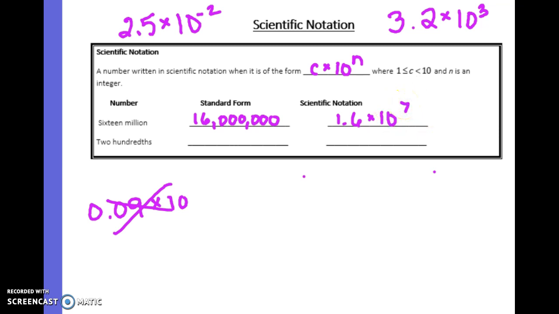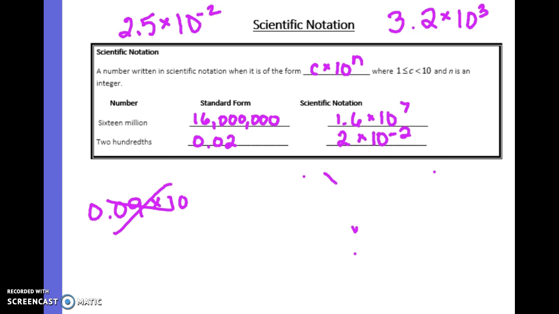The number 2 hundredths, if I wrote that out in standard form, it would look like 0.02. So in order to write that, it would be 2, and we'd go 2 decimal places to the right. So it would be 2 times 10 to the negative 2 power, and that would be 2 hundredths.